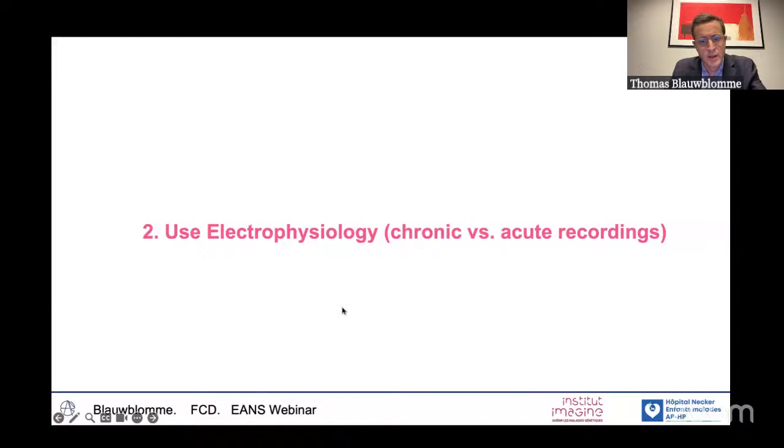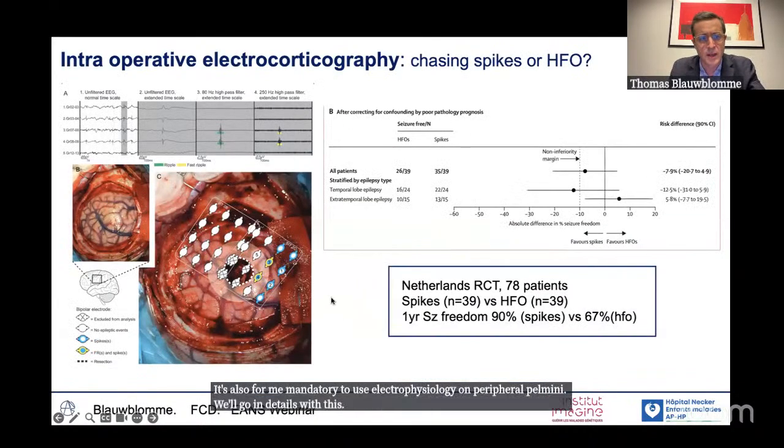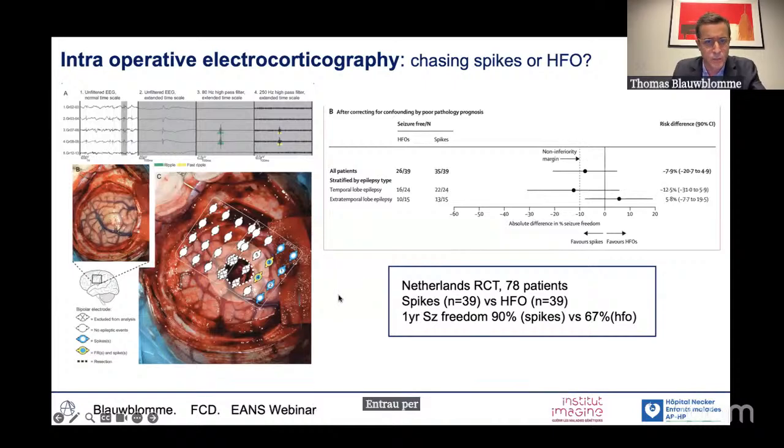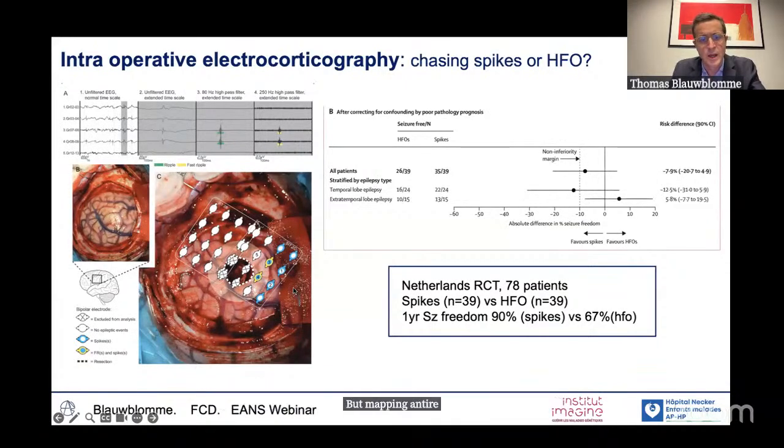It's also, for me, mandatory to use electrophysiology, and Professor Palmini will go into details with this, intraoperative electrocorticography or extraoperative electrocorticography. For me, the debate is not closed if you're chasing interictal spikes or high-frequency oscillations, but mapping interictal discharge in the OR really will increase the seizure freedom rate of your patient if you try to achieve the resection of areas that will give rise to interictal spikes during the surgery.